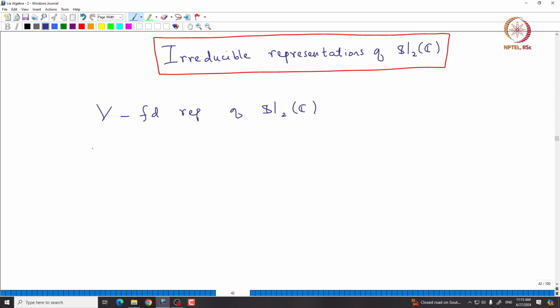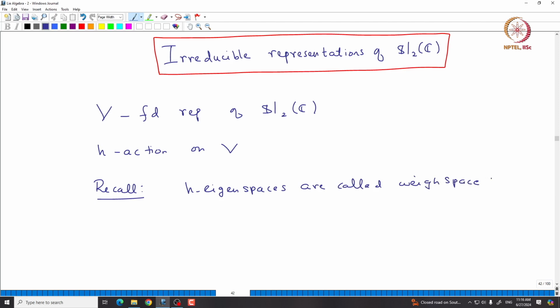So then we can talk about eigenspaces corresponding to the action of H. We are interested in the H action on capital V. Recall that eigenspaces of H are called weight spaces of V. So in particular, for a in C, we can define V_a, which is the eigenspace corresponding to a.